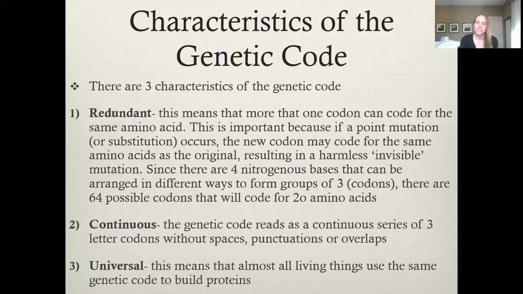There are 3 characteristics of the genetic code. The first is that it's redundant, which means that multiple codons can code for the same amino acid. So there's only 20 amino acids, but there's way more codons than that. So you'll have one amino acid that might have like 4 or 6 different codons. This is really important because if there is a point mutation, it means that it might not actually change the amino acid that it's coding for, even though the codon changed. That's what we call a harmless or an invisible mutation.